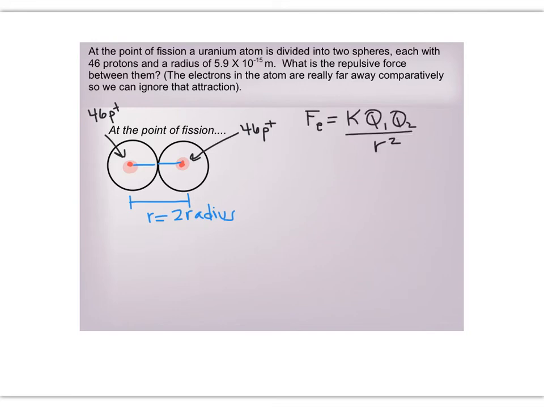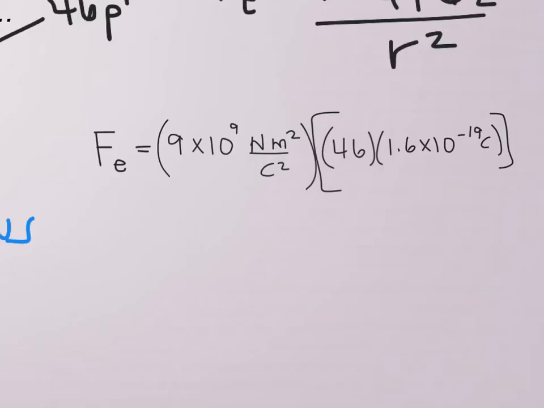So now we're ready to plug in the electric force, being k times Q1 times Q2 over r squared. So k, 9 times 10 to the 9th, times Q1, and Q1 is going to be the charge of object 1. And so it's 46 protons. Each proton has a charge of 1.6 times 10 to the negative 19 coulombs. So here I have k, 9 times 10 to the 9th newtons meters squared over Coulomb squared, and I said Q1 was the charge of the one on the left. There were 46 protons, each proton having a charge of 1.6 times 10 to the negative 19 coulombs. So that's Q1.